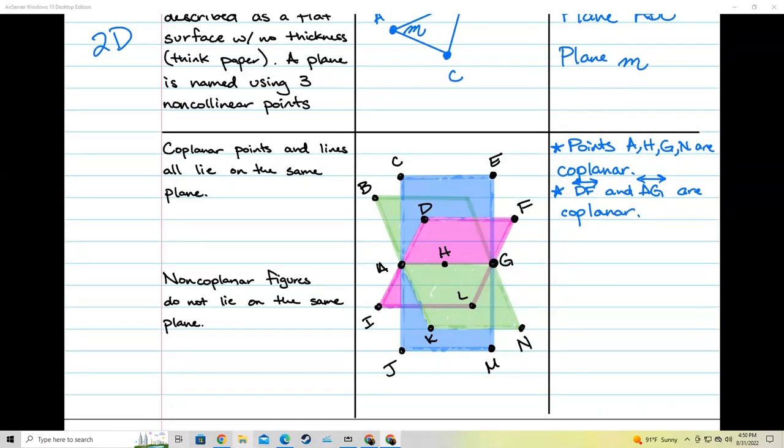All right, let's take another one. Let's go line CE and line FG are, let's take a look. I got line CE, which is up here, and line FG, which is over here. I take a look at these, and this is part of the blue plane, and this is part of the pink plane. These aren't on the same plane, so I'm going to say that these are non-coplanar. They do not belong on the same plane.